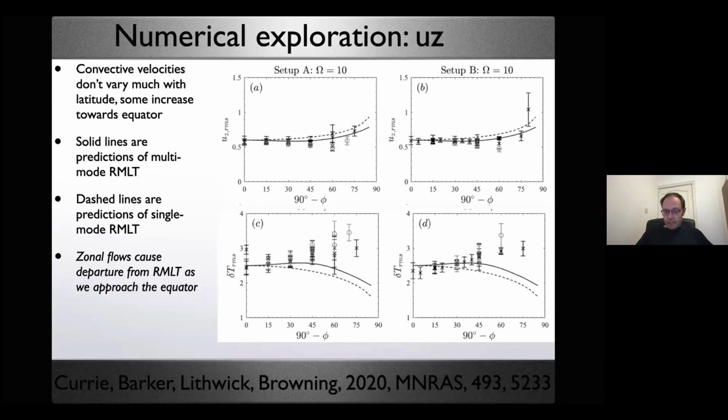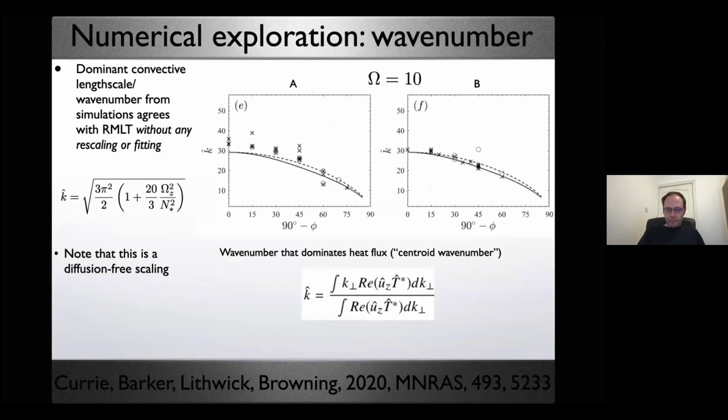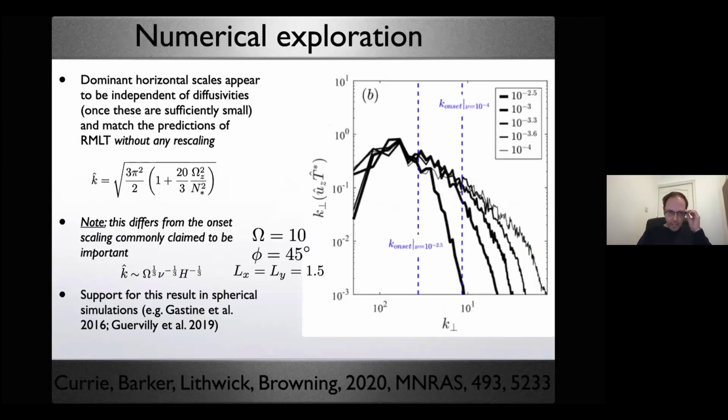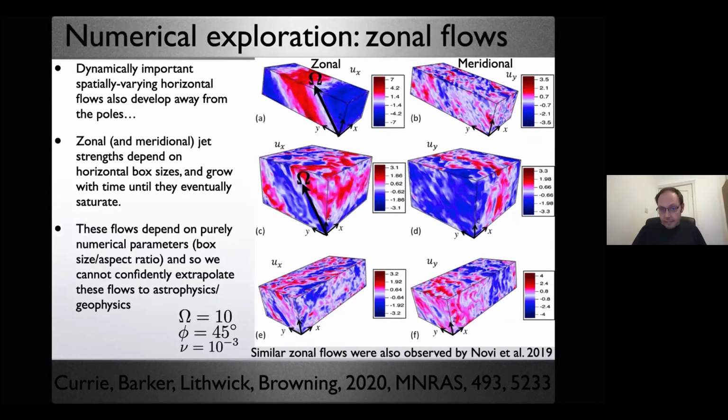And we've also looked at the thermal fluctuations, which match the theory a bit less well, but we think the reason for this is zonal flows. So I'll discuss the zonal flows and then come back to this point. One thing these simulations do observe is the formation of spatially varying mean zonal flows.